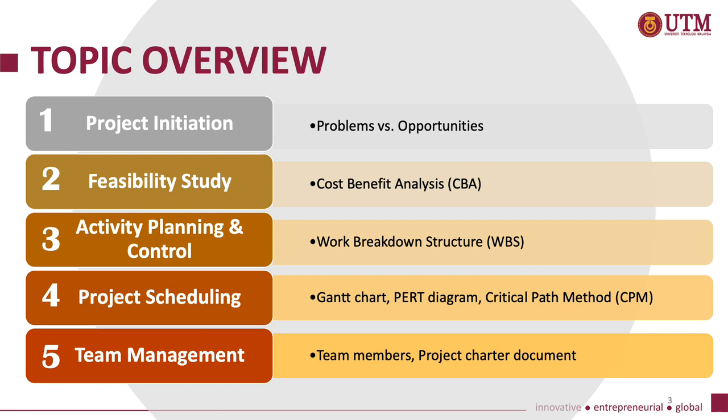Work breakdown structure, or WBS, will be the example of planning and control technique to be implemented for the project. Well-organized scheduling must be conducted to plan and control for the identified activities, person in charge, and deliverables for each SDLC. 3 main techniques, namely the Gantt chart, PERT diagram, and critical path method, or CPM, will be explained during project scheduling. And finally, the overall team project management is concluded to provide the evidence of project charter as systematic documentation for the overall SDLC.